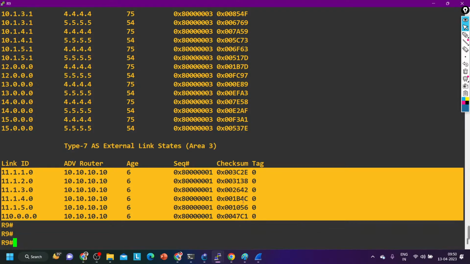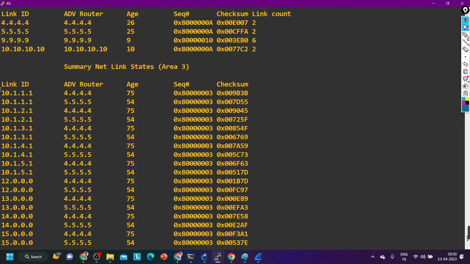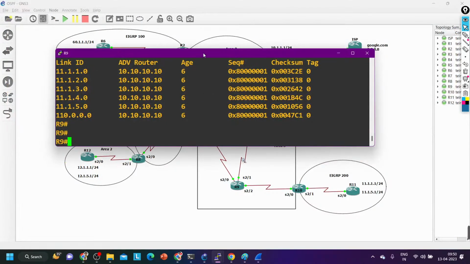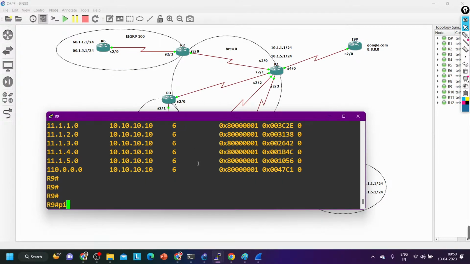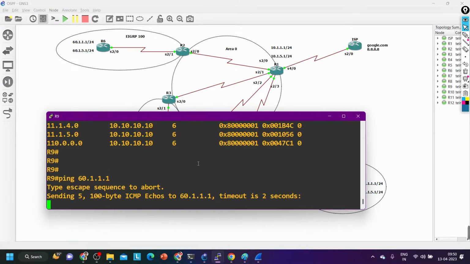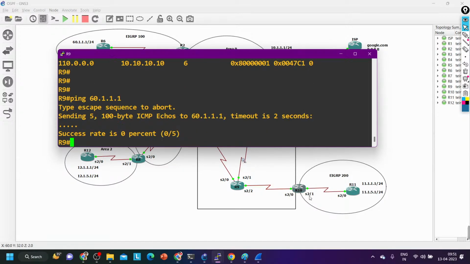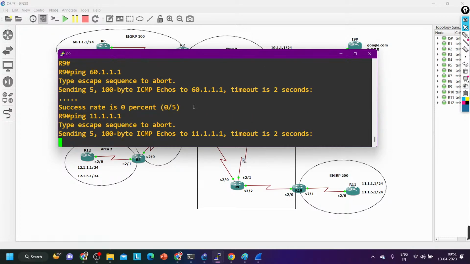Yes or no? And what is the ABR doing? Is the ABR generating any default route? No. So can I ping the EIGRP 100 domain? No. Ping 60.1.1.1. See, I am not able to ping. But can I ping 11.1.1.1? Yes. I can ping EIGRP 200. Yes or no? Because here is my ASBR, and my ASBR is generating what? LSA 7. So if you ping 11.1.1.1, you can see I am able to ping it.